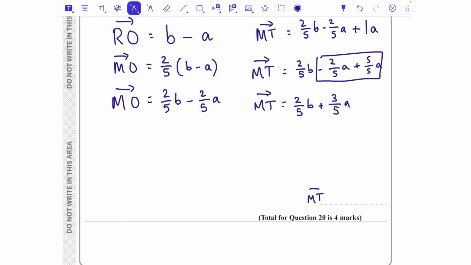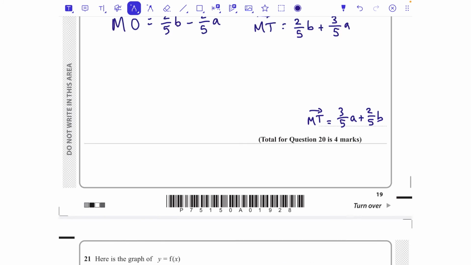Yeah, I might just write it the other way round on the answer line actually. 3/5 A, add 2/5 B. There we go, for 4 marks.